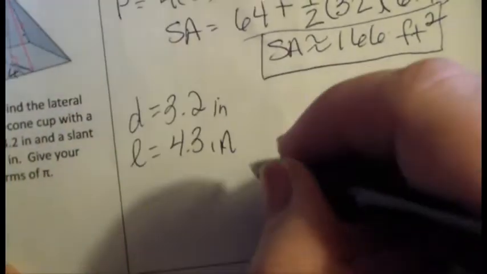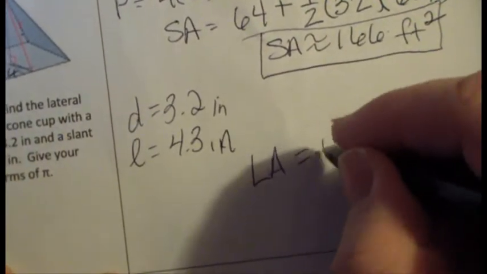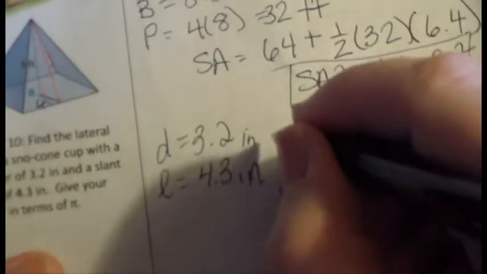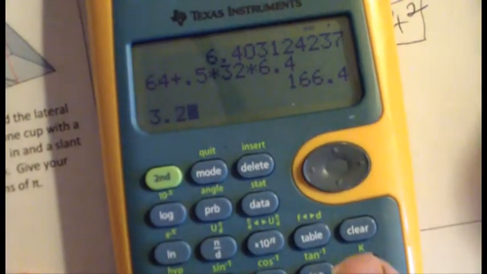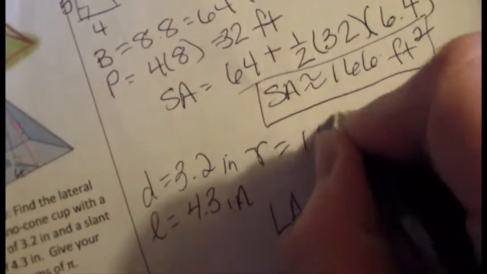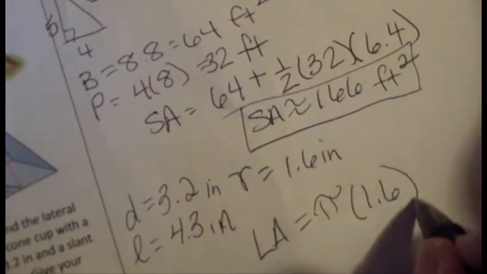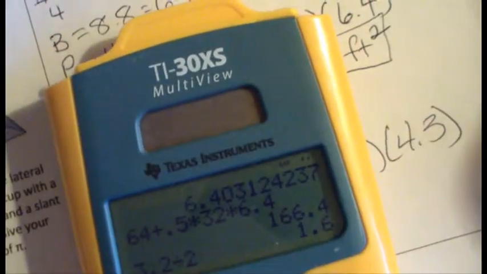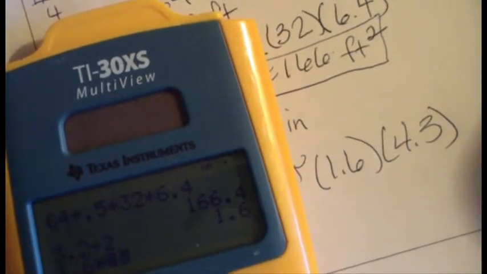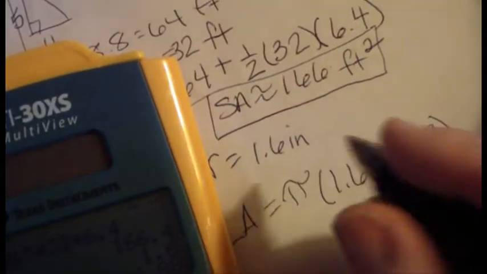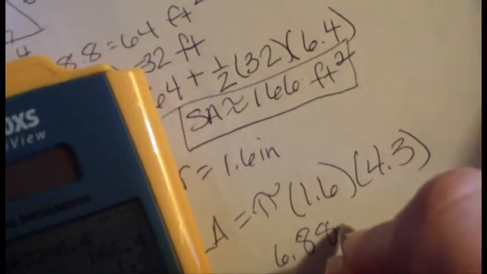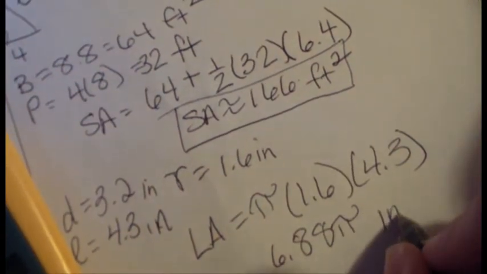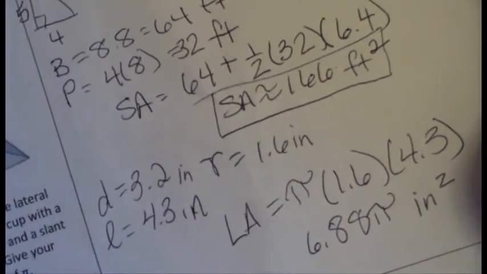We've got lateral area, so that's pi RL. Let's see, if D is 3.2, R is going to be 1.6. So R is 1.6 inches. Give our answer in terms of pi. So 1.6 times 4.3 is 6.88. So 6.88 pi. And that's inches squared. And that's your lateral area.